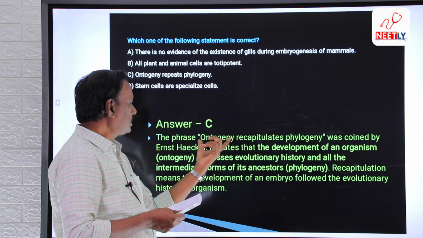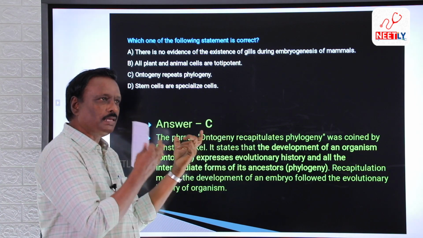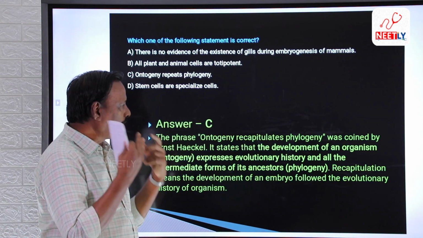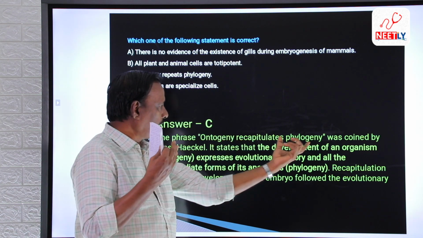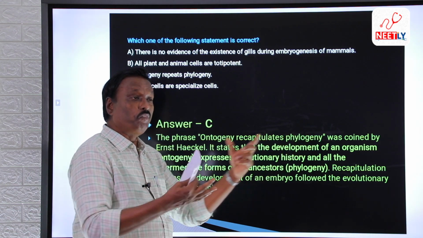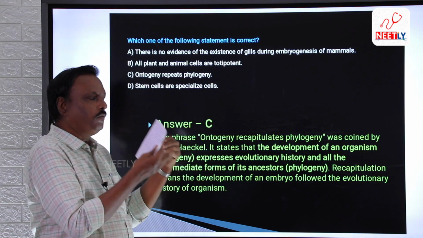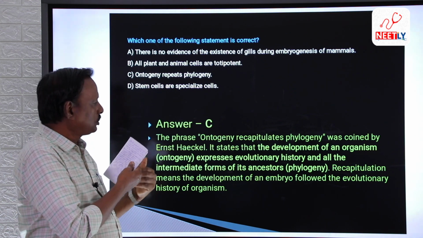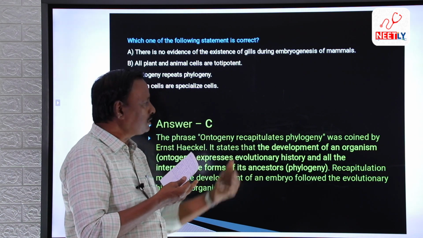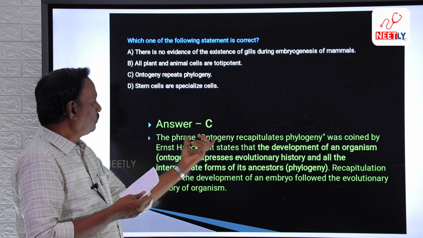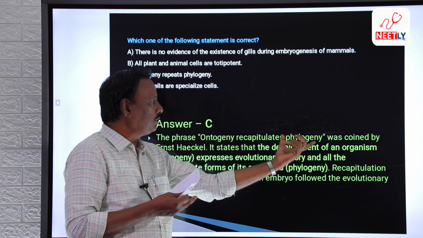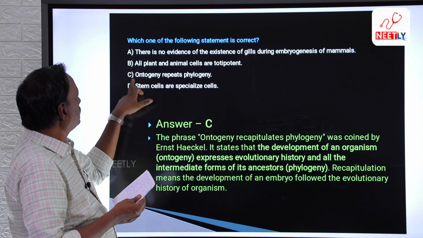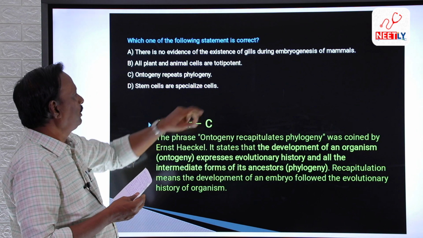So, if you study the ontogeny, that is the embryonic stages of an organism, you can identify the phylogeny, where it comes from, and what would have been the ancestors. We can identify that by seeing the ontogeny. So, this phrase, ontogeny recapitulates phylogeny, is very, very important. So, the correct answer is ontogeny repeats phylogeny.